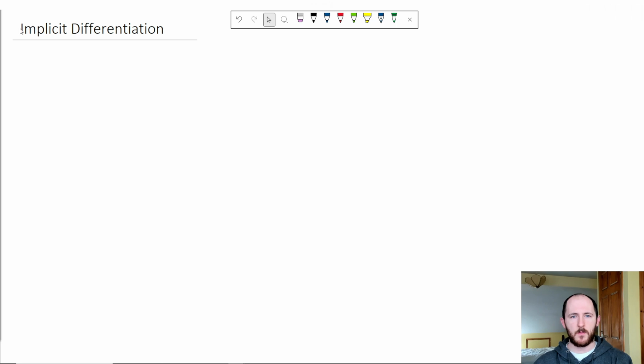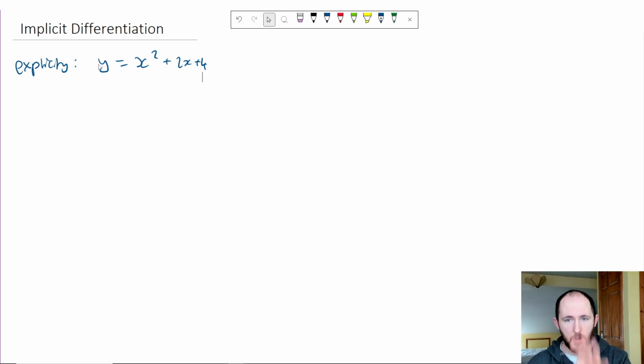But let me go into what is the difference between implicit and explicit. Well, when we have something that is explicit, that means that it is very obvious and it is clearly defined. So for example, an explicit function will look something like this. You'll have y equals, let's say, x squared plus 2x plus 4. I've clearly defined what y is and what x is, clearly.